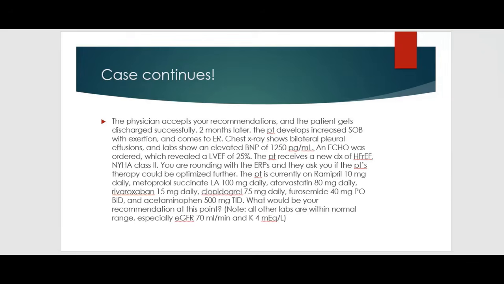Studies have shown that the angiotensin receptor neprilysin inhibitor is superior to ACE inhibitors in those patients. However, that medication is not available in all countries, and even if it's available, it might require certain special authorization or applications to apply for it, because it's still expensive to purchase. So if you can't switch from ramipril to sacubitril valsartan, you can continue ramipril.